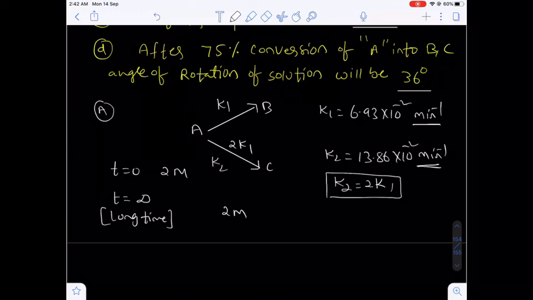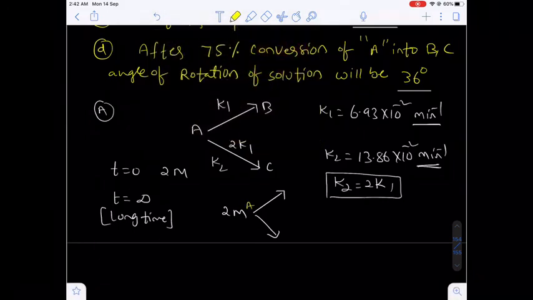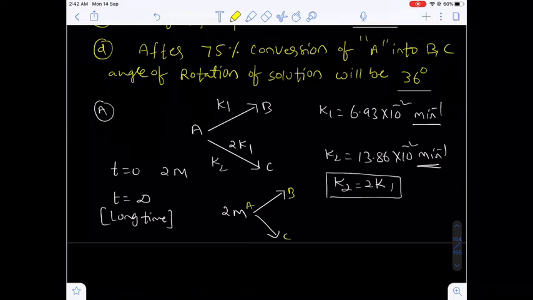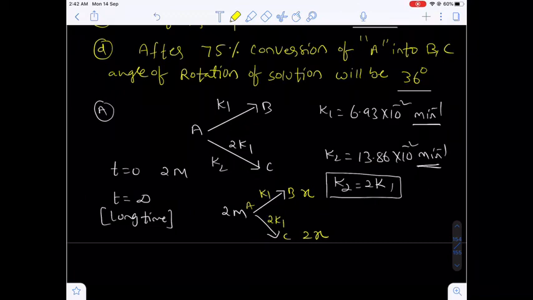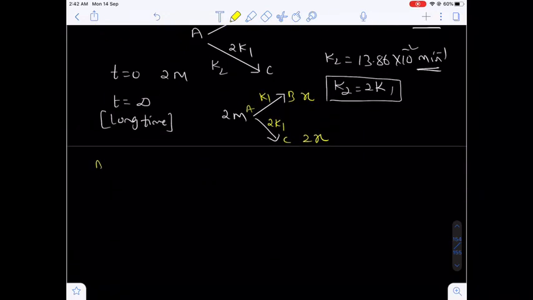That means you have 2 moles initially. Out of the 2 moles, we have to distribute the 2 moles into B and C. Let's suppose this is A, this is B, this is C. So from A to B, let's suppose x moles are consumed. Now how many moles of A will be consumed to form the C? 2x moles. Why? Because the rate constant here is 2K1, whereas in the A to B, it is K1. Are you getting my point? This is very, very important.